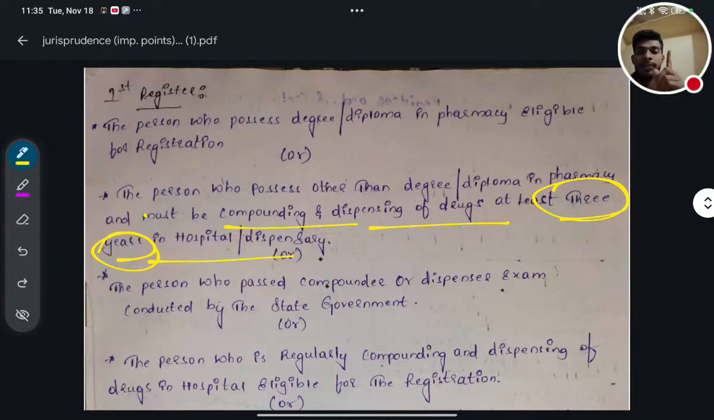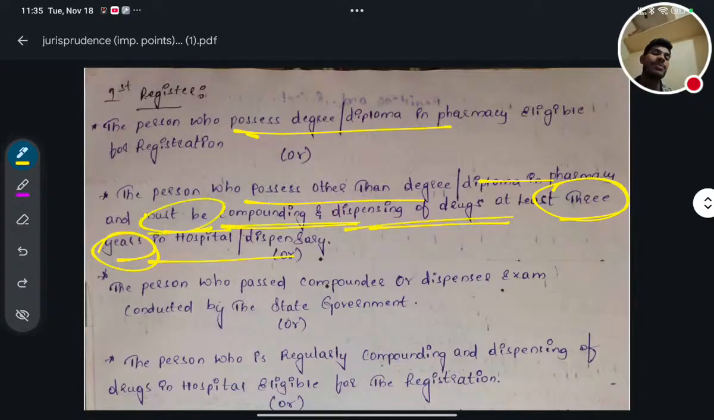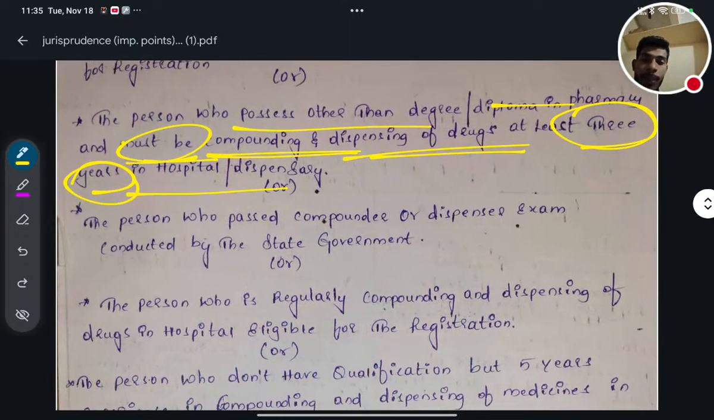so for the first register, the person who possesses a degree or diploma in pharmacy is eligible for registration, or the person who possesses other than the degree or diploma, but has compounding and dispensing of drugs experience of at least 3 years in hospital or dispensary. Okay, this person is eligible for the register. The person who passed the compounder or dispenser exam conducted by the state government, he can also write his name, so he is also eligible for the register.